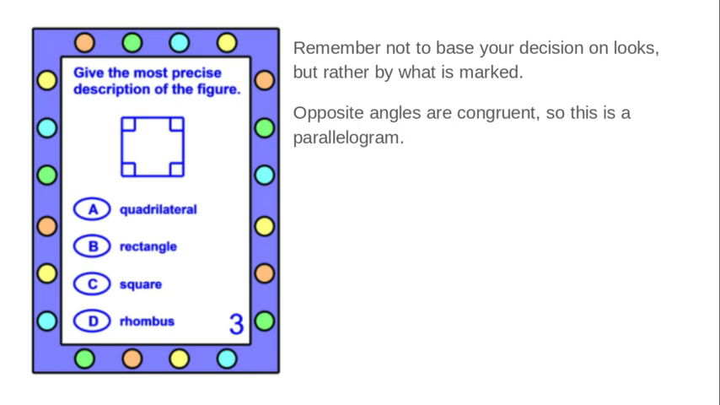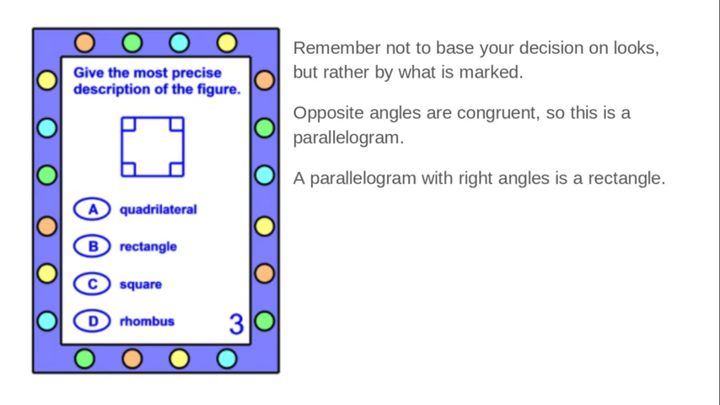So the first thing I noticed is that we have opposite angles that are congruent. So it is therefore a parallelogram. Remember, we had the 5 ways to prove parallelograms. One of those was if opposite angles are congruent. If you have 2 pairs of opposite congruent angles, then you know it's a parallelogram. So this is definitely a parallelogram.